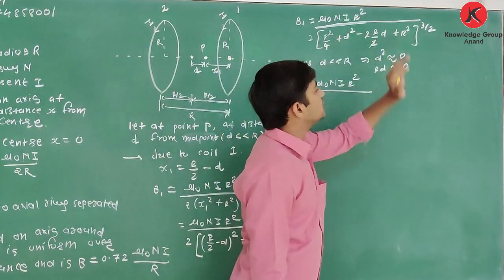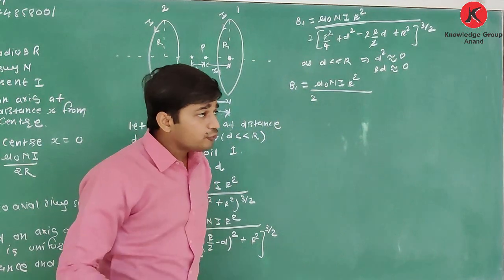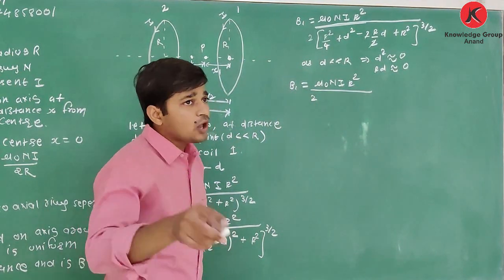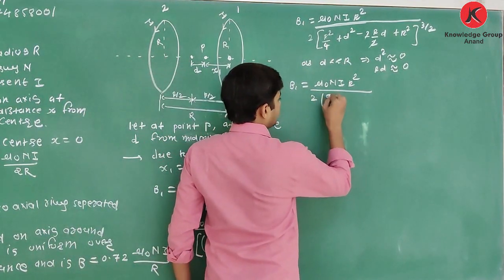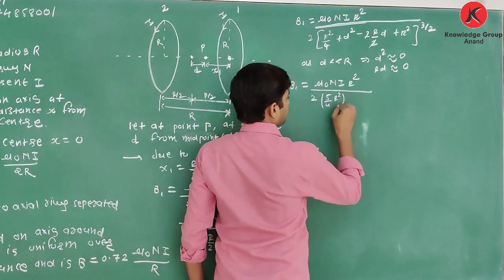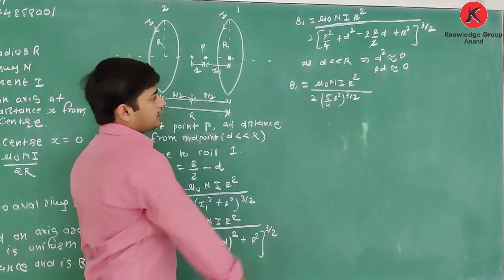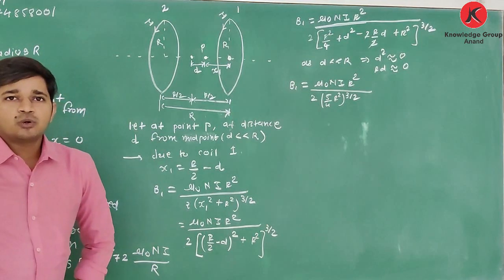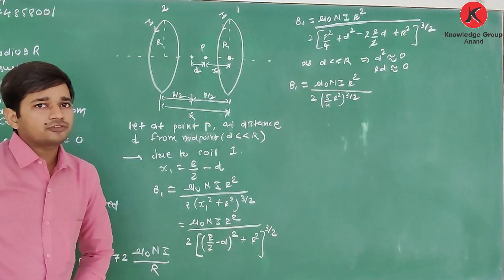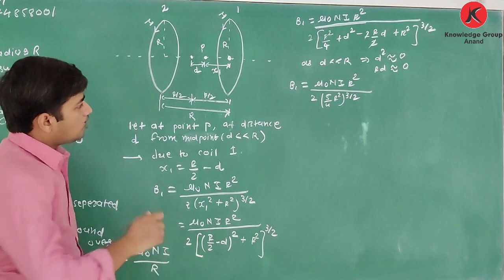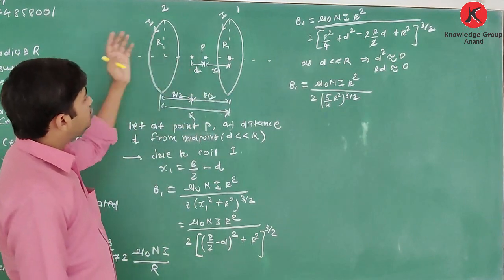r square by 4 plus r square means it is 5 r square by 4. Here it is (5 by 4 r square) raised to 3 by 2. Any doubt about this? Okay. Now this is the magnetic field only due to the first point.